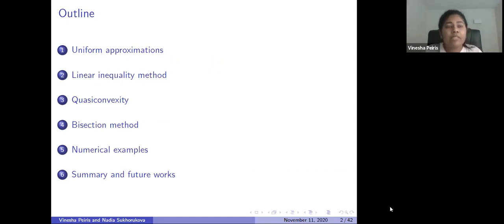It is developed for quasi-convex functions. It is again one of the simplest methods developed for quasi-convex functions. Basically, I will be talking about the correspondence between the linear inequality method and this bisection method developed for rational approximation. This is a new look on the linear inequality method from the point of view of quasi-convexity. And then finally, I will show you some interesting numerical examples.